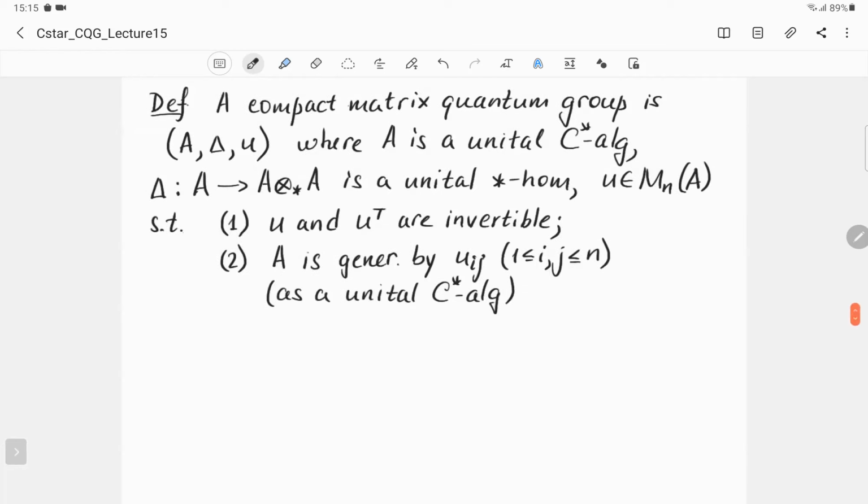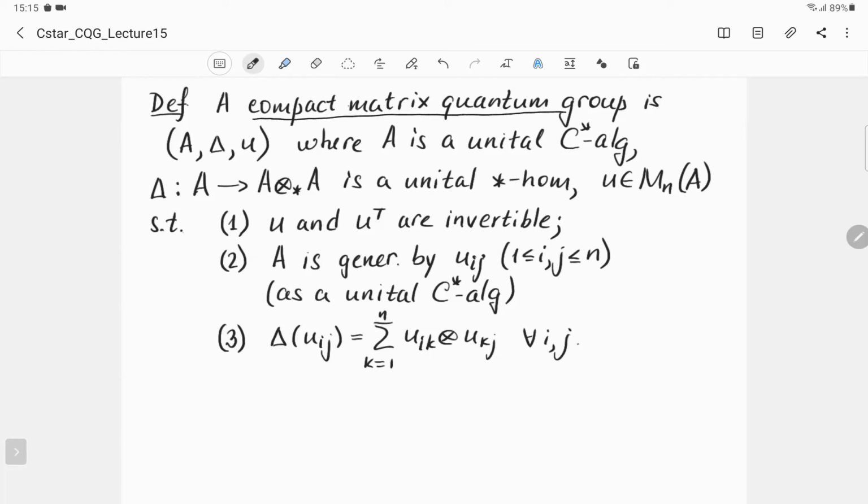And finally, condition 3: if we apply delta to each matrix entry U ij, then we get the following sum, the sum over k of U ik tensor U kj, for each i and j. Okay, so this is the general definition of a compact matrix quantum group, which, by the way, is a bialgebra. But this is not immediate. We will prove this in 10 to 15 minutes.